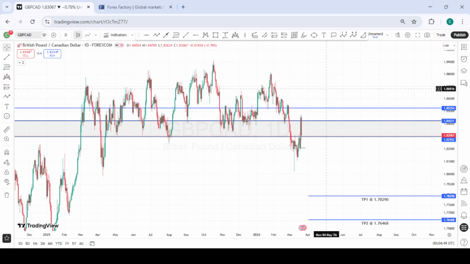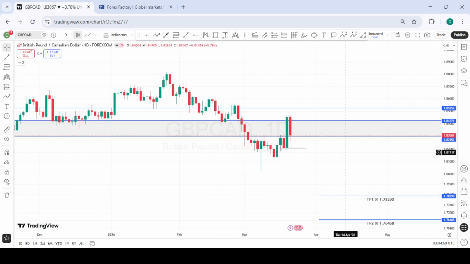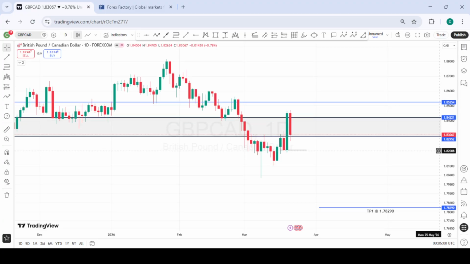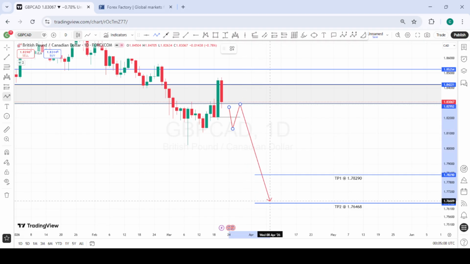So this is GBPCAD, the head and shoulders formation which we were looking out for. Now we have a clean reaction from our area of interest. So going into next week, it's similar to EURCAD. What we're waiting for is a possible daily structure shift here. Look for a lower high formation, and we take ourselves to the downside.